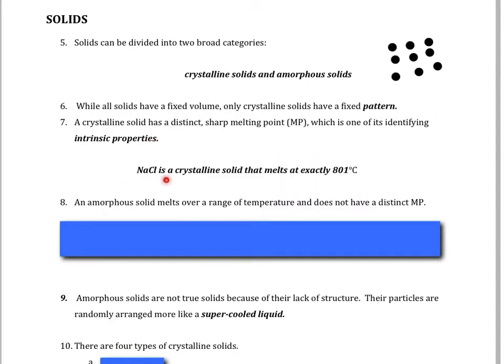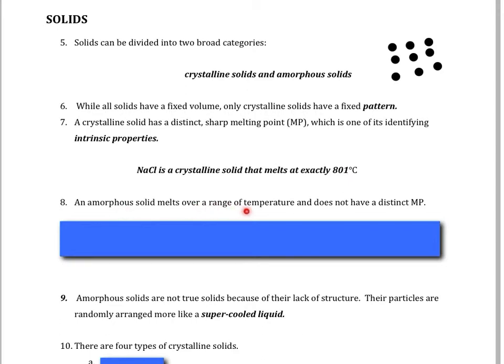Now we'll consider another category of solids. They still have a fixed volume and fixed shape, but the pattern of the particles is random. It's not a particular geometric shape like you see in crystalline solids, and these are called amorphous solids. The property of amorphous solids is they melt over a range of temperatures. You don't have a distinct sharp melting point like you do with crystalline solids.